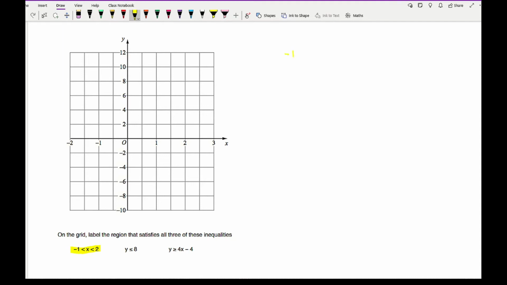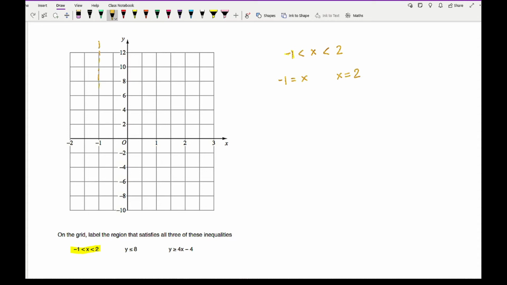So for -1, we can't see that. So we go for -1, x and 2. I need to plot x equals -1 and x equals 2. So x equals -1 is going to be this line here. Now I'm going to use a dashed line because there's no equal sign there.